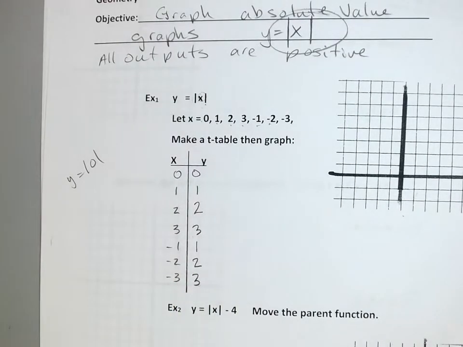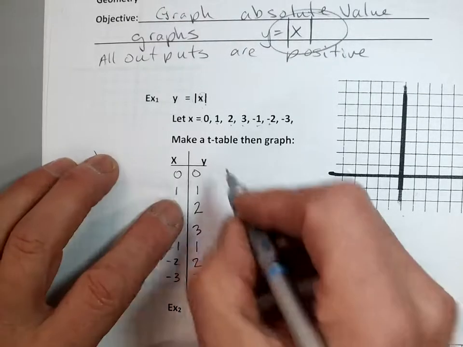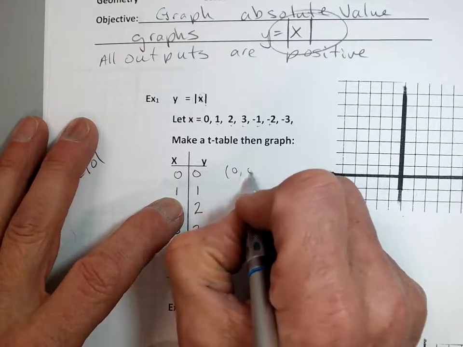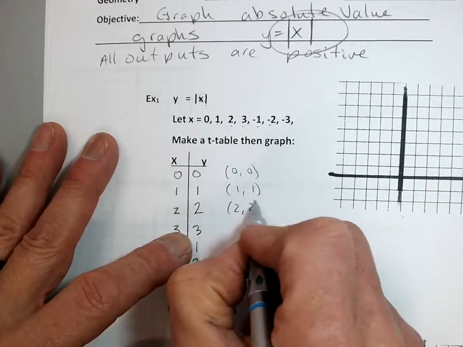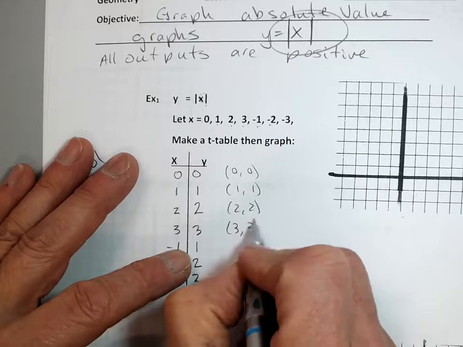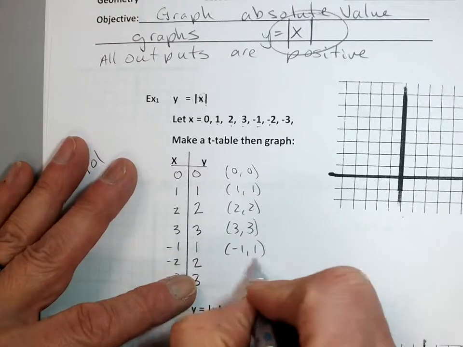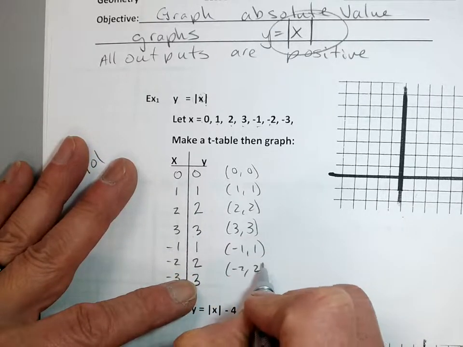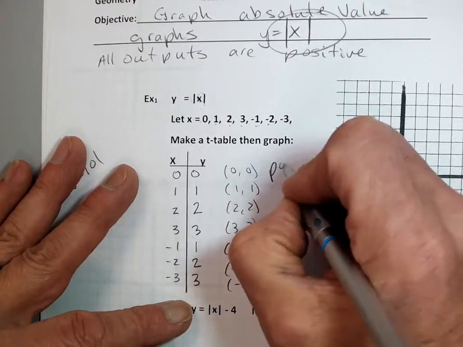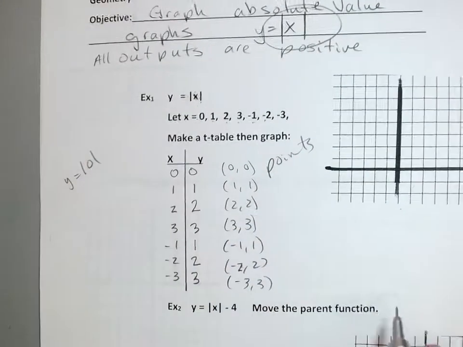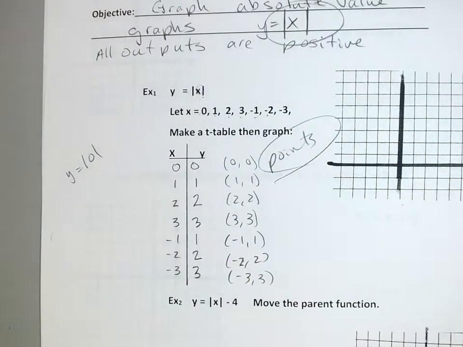Now, with the t-table, what we've done is created points, okay? These are just points on the graph. This is the coordinate 0, 0, 1, 1, 2, 2, 3, 3, -1, 1, -2, 2, and -3, 3. So these are points on a graph. That's what we did. Put in an x, we got a y, right? So let's graph these. Let's see what it looks like, okay?